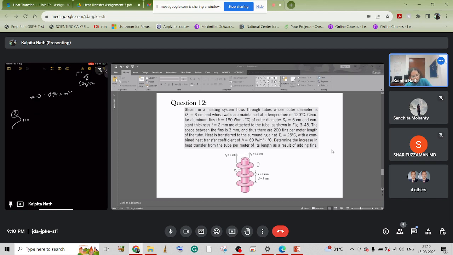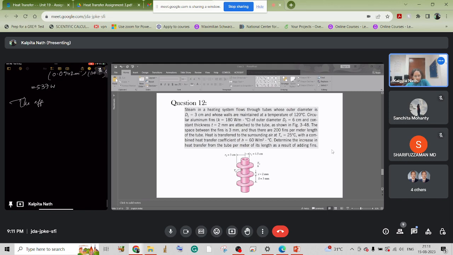Now the heat flow for no fin, that is, when fins are not attached. This is h times the area of no fin times (T_b minus T infinity). So this is 60 watt per meter square degree Celsius, times 0.0942 meter square, times (120 minus 25) degree Celsius. This is 537 watt.